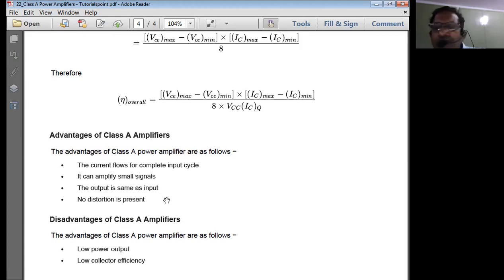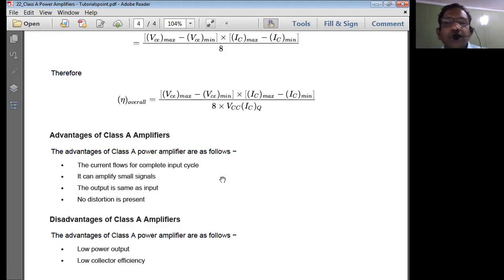It can amplify small signals. So even though you apply a small signal, this power amplifier is going to amplify it. Actually, a power amplifier is meant to amplify large input signals, not small input signals. But if, unfortunately, a small signal happens to be the input, this amplifier is going to amplify such signals without any problem, because it is simply a CE amplifier circuit.